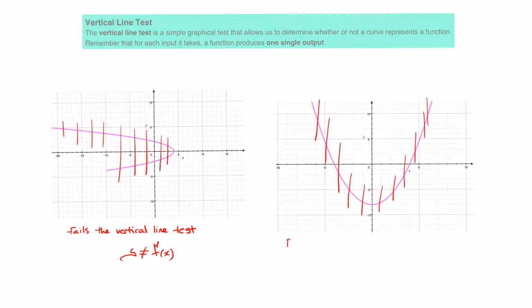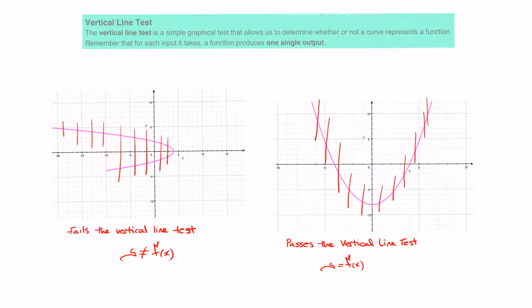So, I'll just write that below. This passes the vertical line test, and this curve has an equation y equals f of x.